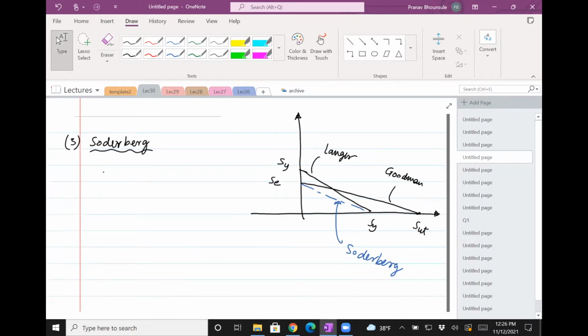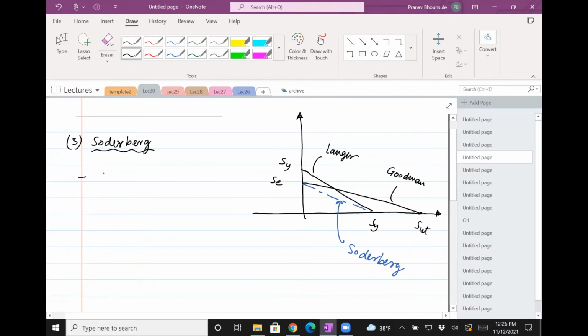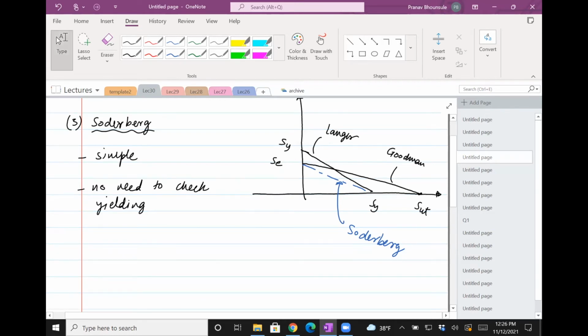So it is simple, clearly, no need to check yielding. Okay, because of the reason I explained just a while back, and it is highly conservative, so ultra conservative. It's the most conservative line in this whole set of lines we're going to talk about today.